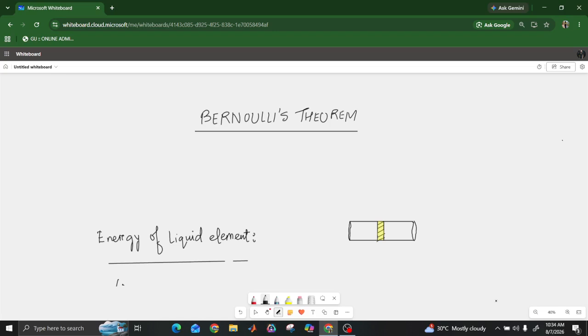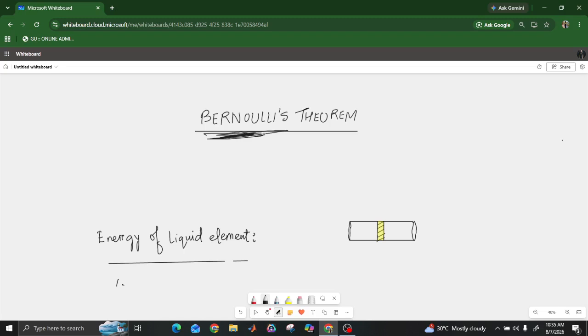These all look like completely different phenomena, but all of them can be explained by one simple principle or theorem of fluid mechanics, that is Bernoulli's theorem, which we are going to study today. So let's look at the physics behind it. We'll not only understand the formula, we'll also understand the physics behind it.